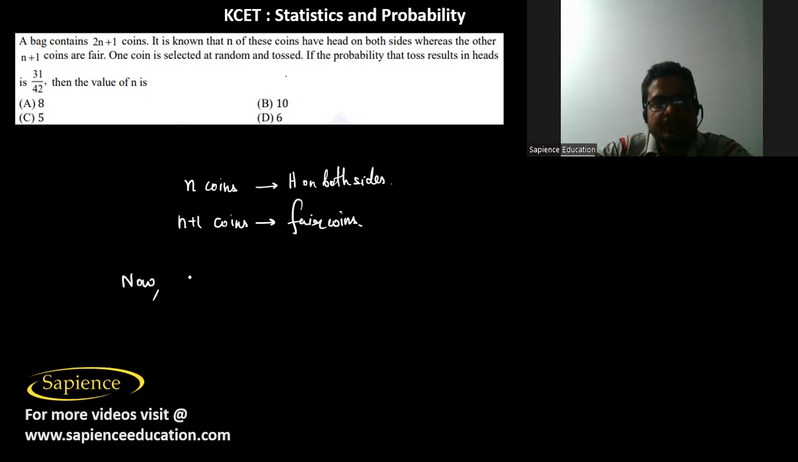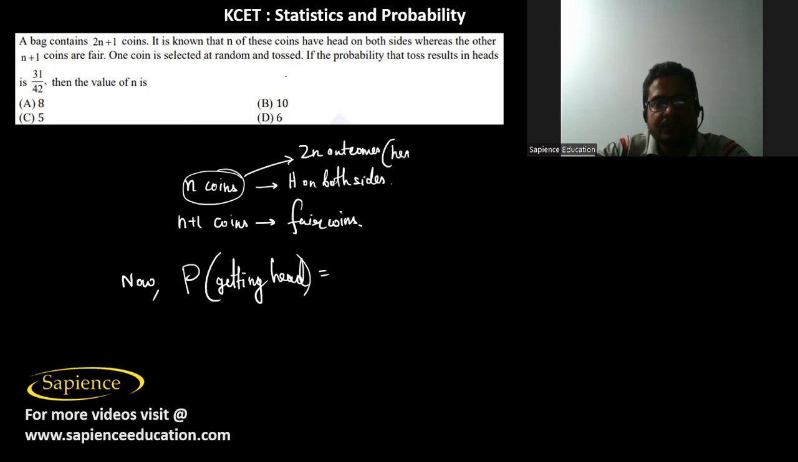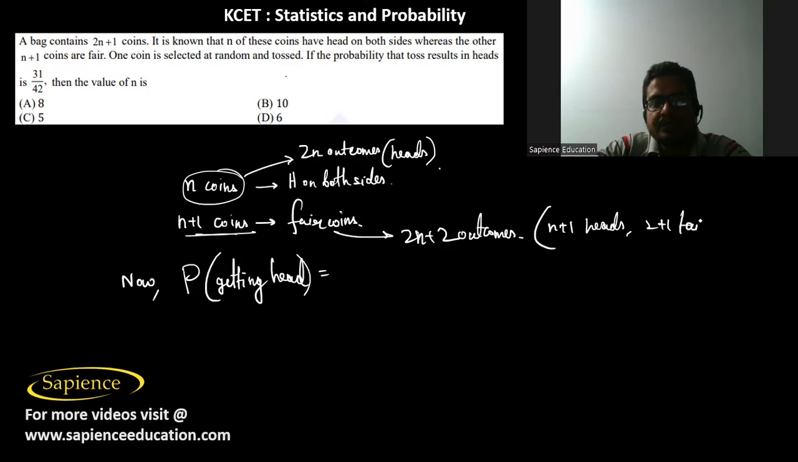So now the probability of getting head is what we have to find. Out of these n coins, the number of outcomes are 2n outcomes, and in all these outcomes we will get heads only. And in the n plus 1 coins, I will have 2n plus 2 outcomes, and out of them, half of them, meaning n plus 1 heads, I will get, and the remaining n plus 1 tails I will get, since in each coin one side is head and the other side is tail. And here both sides of the coins are heads.